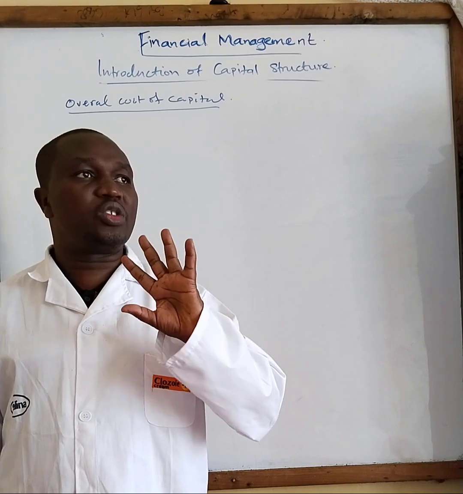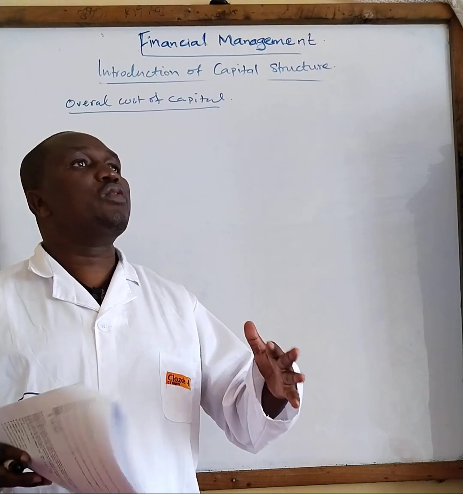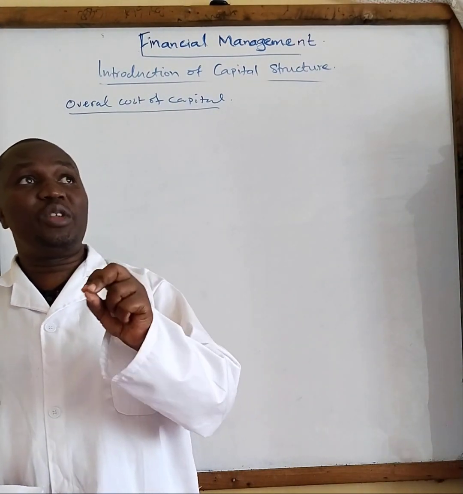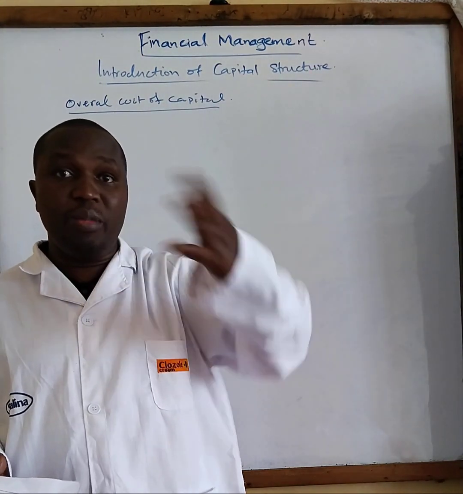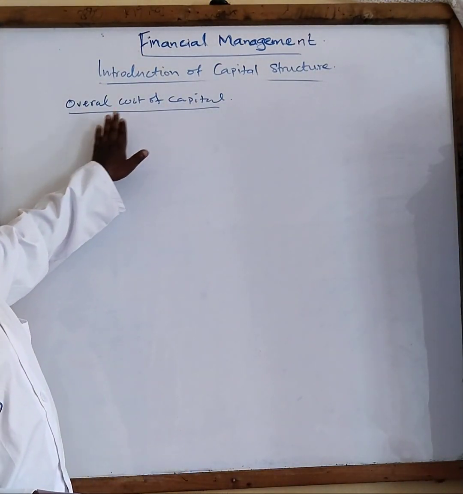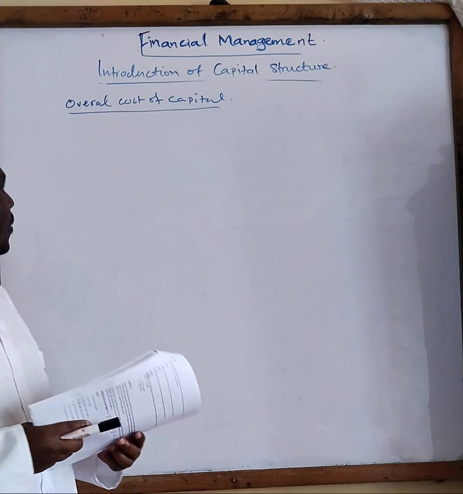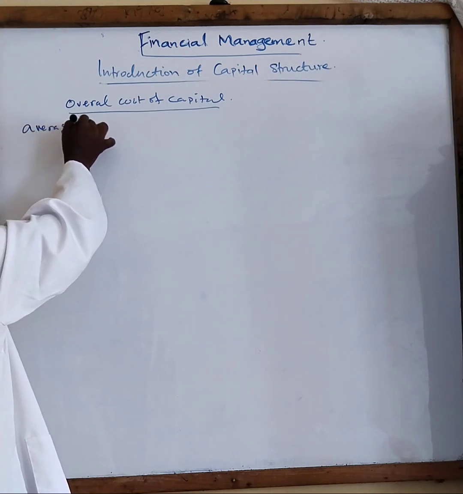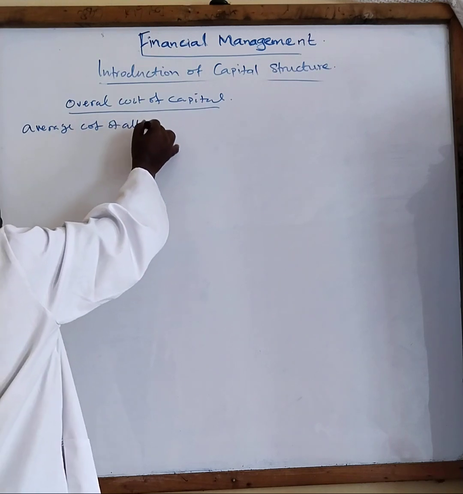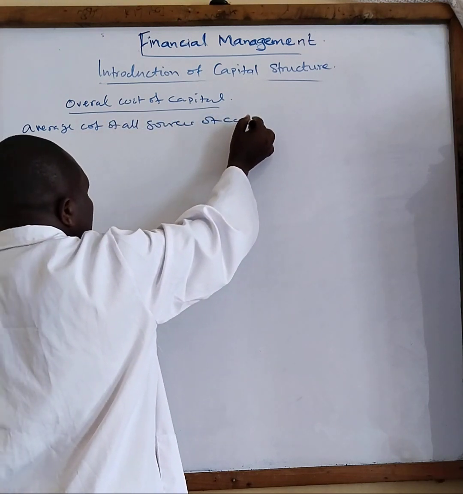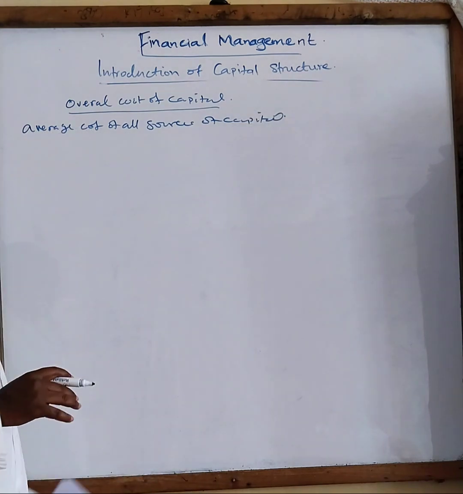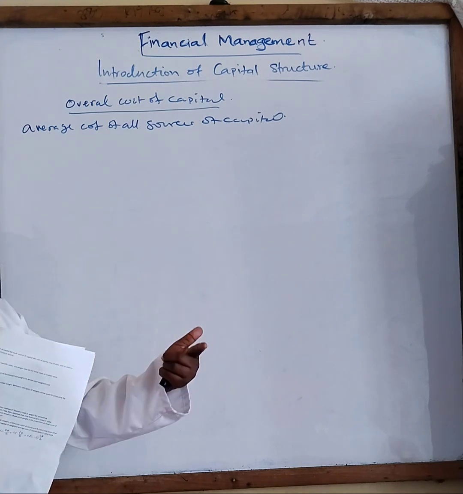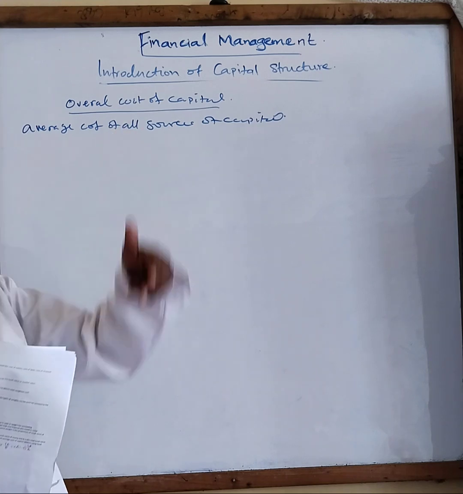If you are now to know how much is the cost of capital for all of these, we get what they call the average. That average cost of capital from all the sources that we have mentioned is what they call overall cost of capital. Overall means average cost of all sources of capital. That is equity, retained earnings, debt, and preference, all of them at the same time.